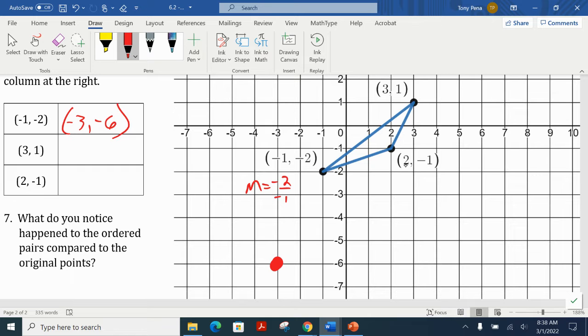When we go to this point, I would have gone down 1 and then right 2. So over here, for this point here, we would have gone down 1 and then right 2. Now we triple that. So now I want to go down 3, 1, 2, 3, and then right 1, 2, 3, 4, 5, 6.